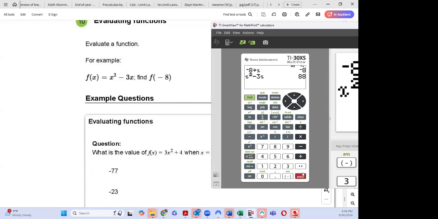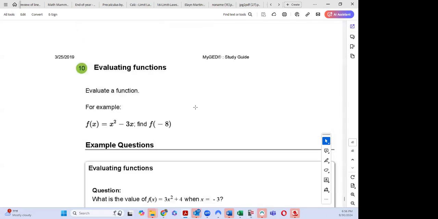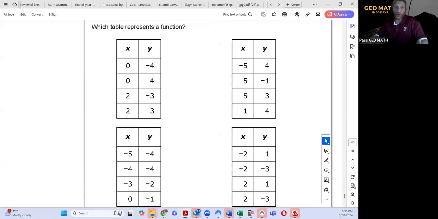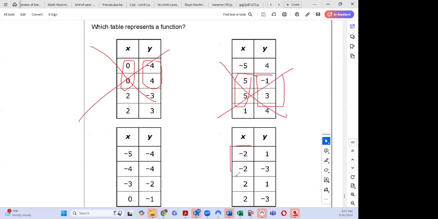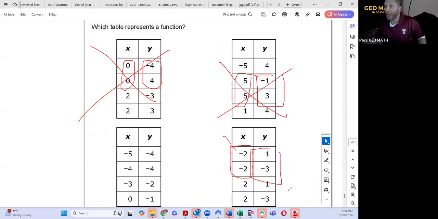Now, on the second part, a valid function: is this table a function or not? All you have to remember is that for every x, there's only one y. When x is 0, I got 2 different y's, not a function. When x is 5, I got two different y's, not a function. When x is -2, I got two different y's, not a function. This is the only table that's a function.